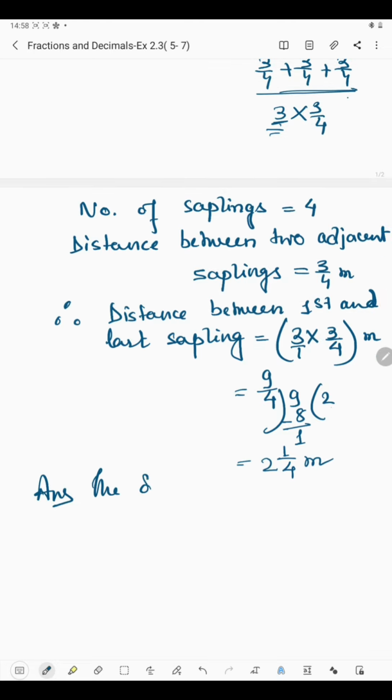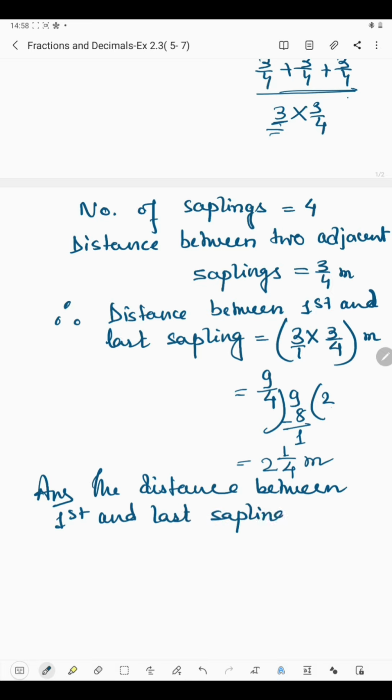The distance between first and last sapling is 2 1 by 4 meter. Okay.